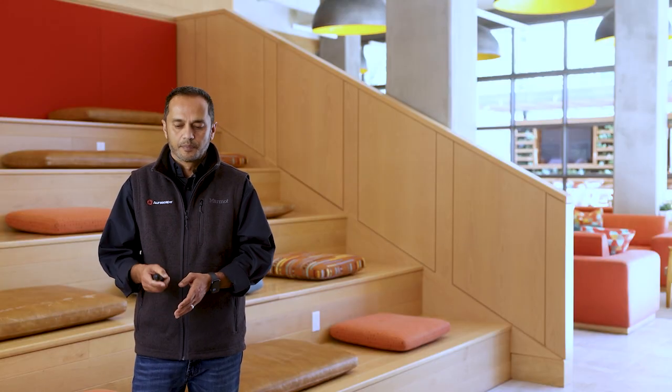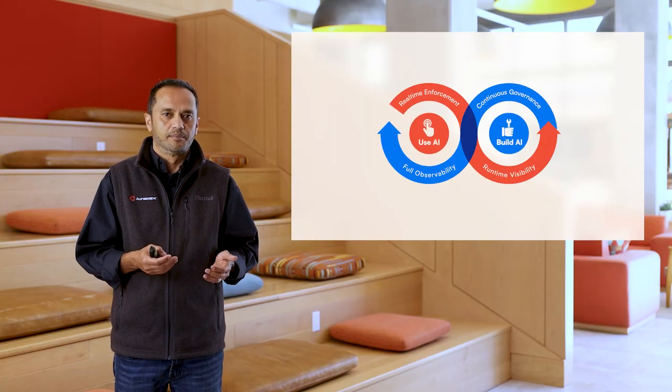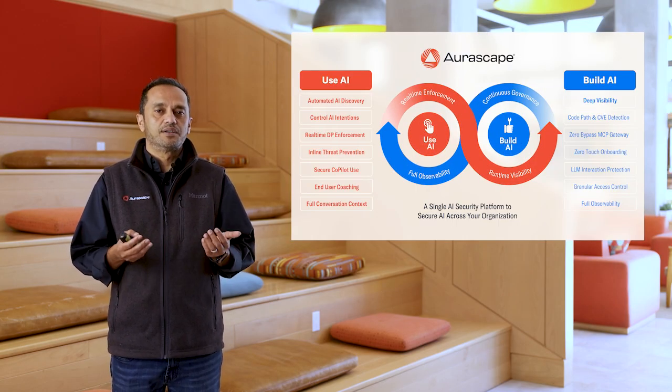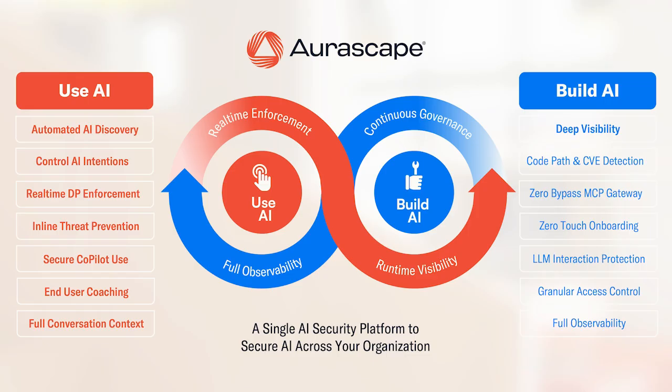So the question becomes, how do organizations safely build and operate AI applications and autonomous agents at scale? This is exactly the problem we set out to solve. Today, we are announcing groundbreaking new capabilities from Aurascape designed to help organizations secure both AI usage and AI development. Our platform now protects AI queries and responses in real time, detecting and preventing modern threats such as prompt injection attacks, malicious instructions, and toxic or unsafe outputs.